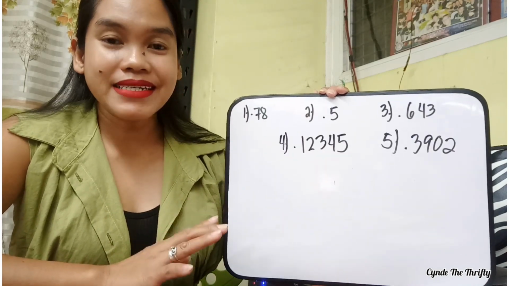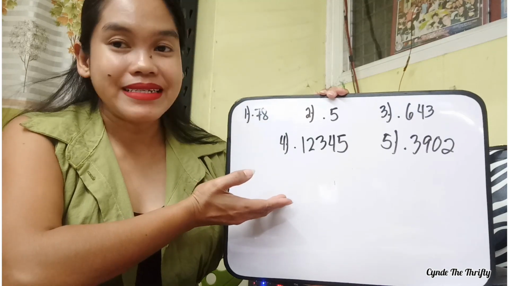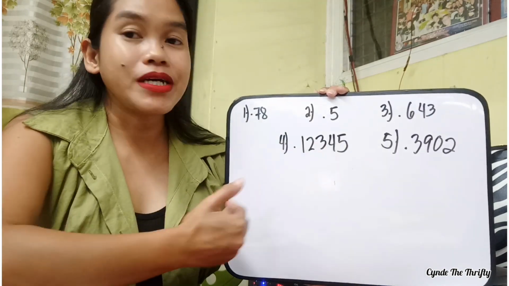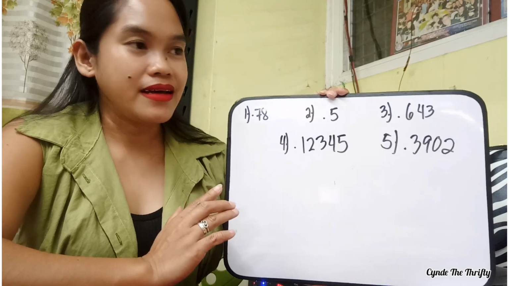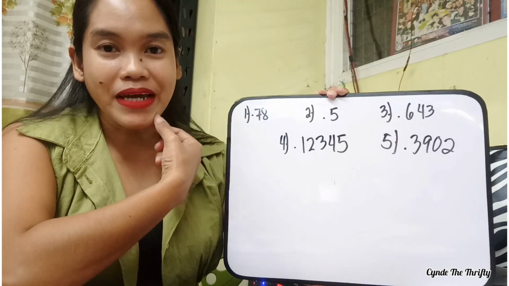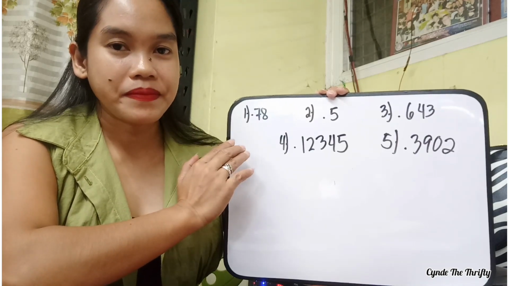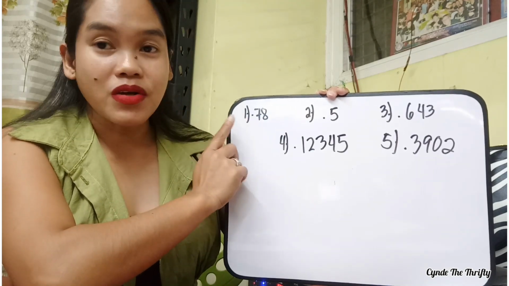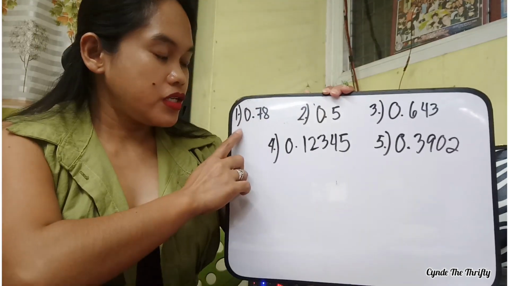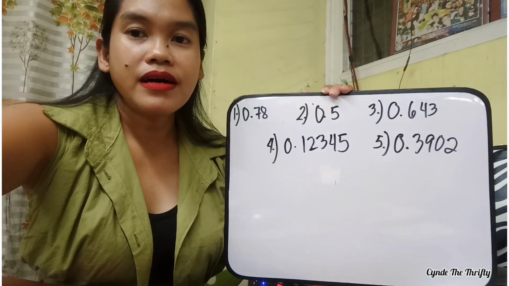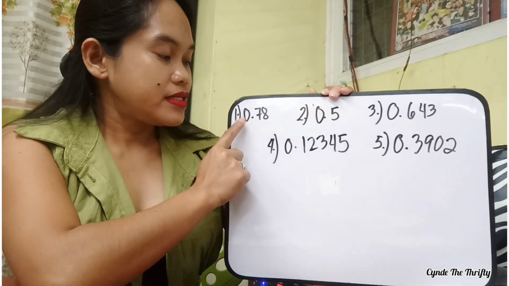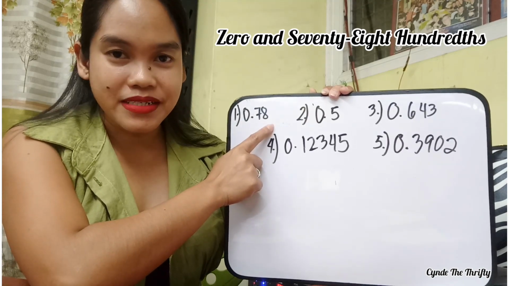So, ngayon sasagutan natin itong ating mga examples dito. We have 5 examples ng mga decimal numbers and pagkatapos babasahin natin siya. So, number 1, 0.78. Paano natin basahin si 0.78? Sorry, hindi ko nalagyan ng 0. Dapat meron talaga siyang 0. Okay, so number 1, 0 and 78. Ano yung place value ni 8? Tenths, hundredths. So, 0 and 78 hundredths.